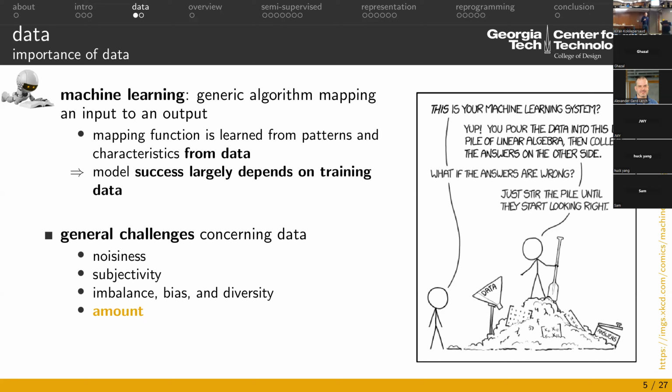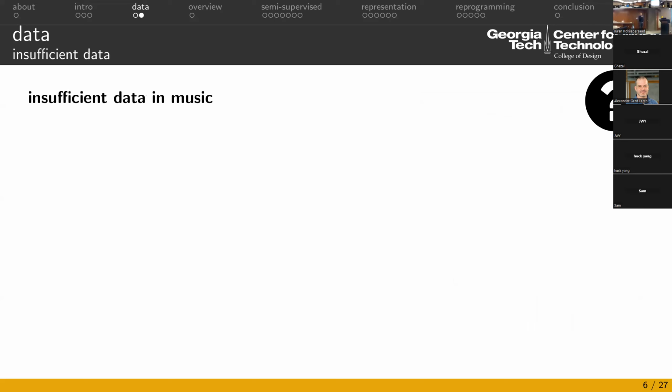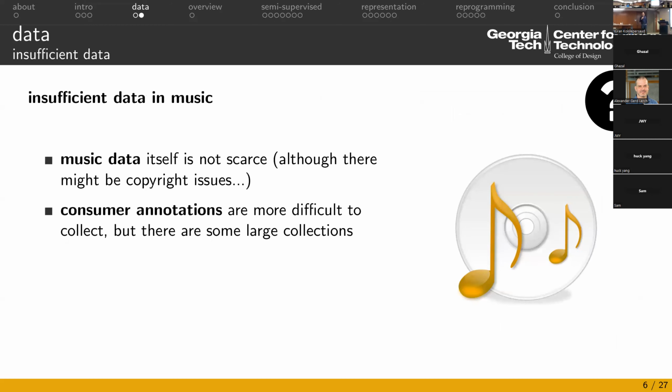But what I really want to talk about here is the amount of data that we have for training. We have not enough data for training. That is not exactly true. We have a lot of music, right? We can actually download a lot of stuff from YouTube and so on. This is all good. So the music data itself is actually not scarce, although we might have problems sharing that legally. But the annotations can become a bigger problem, right? The annotations are partly relatively easy to collect.